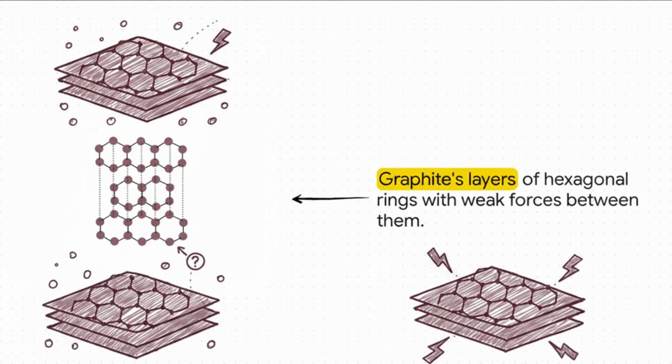But wait a minute, carbon has 4 outer electrons, right? So if it's only using 3 for bonding, what happens to the 4th? Well, that one spare electron per atom becomes what we call delocalized. It's basically free to wander and move throughout the entire sheet. Which means graphite, unlike diamond, is incredibly good at conducting electricity.